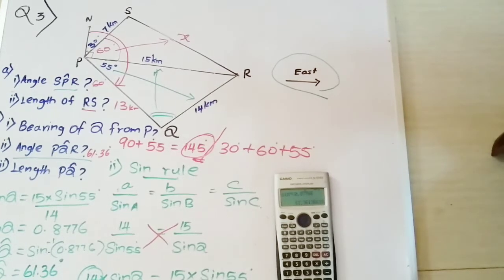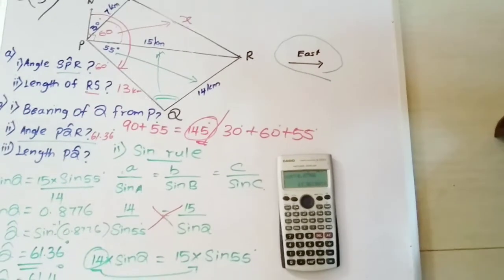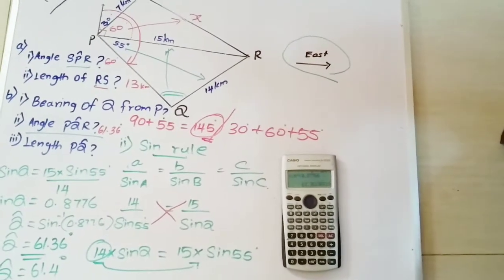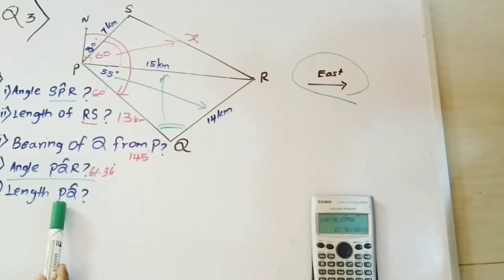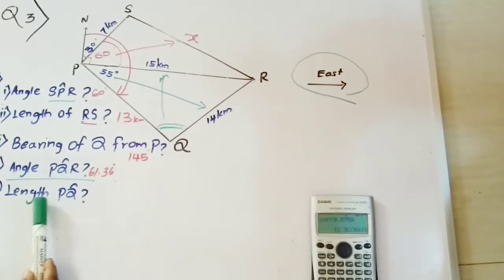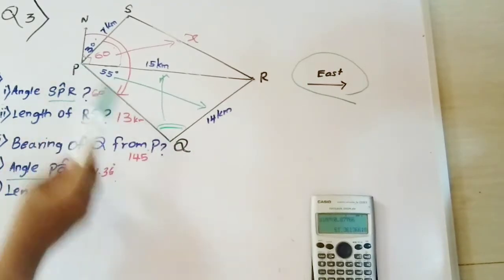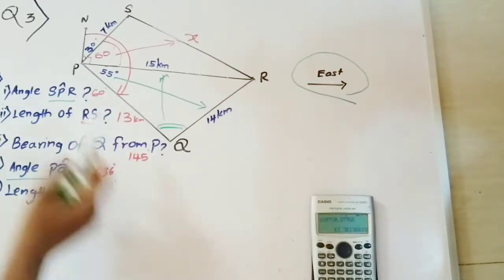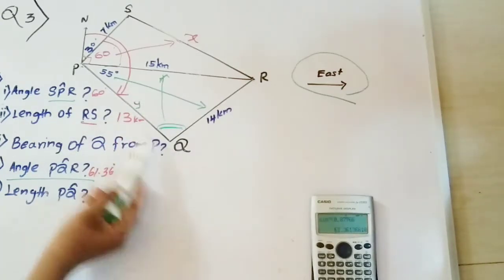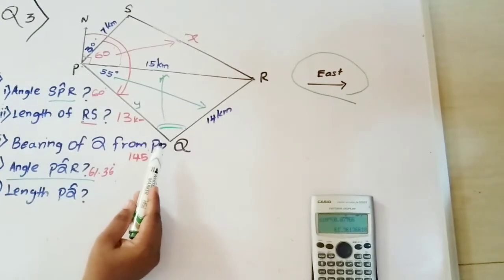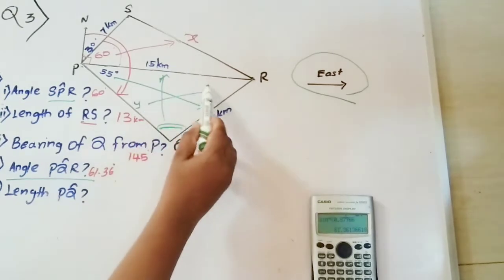Length PQ. How can we find the length PQ? Which theory do we have to use here? To find length PQ, we'll name the unknown side PQ as Y.